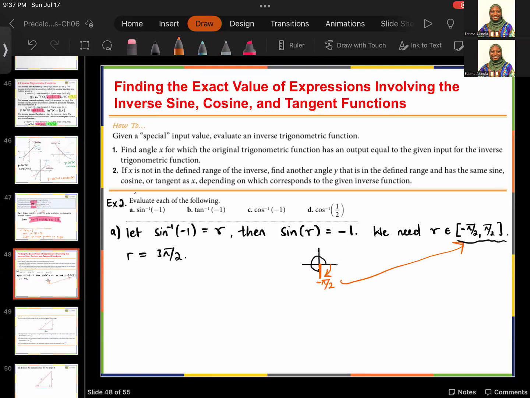Okay, so again, this is the reason why: sine of 3 pi over 2 is the same thing as sine of -pi over 2. So r equal to -pi over 2 is our answer, because that is in the interval that we are interested in.